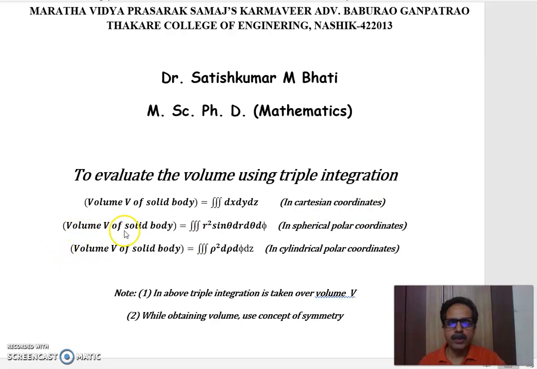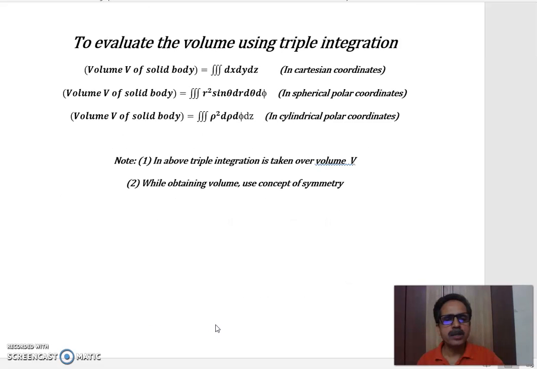Second is volume V of solid body is a triple integration r square sin theta dr d theta d phi. It is in spherical polar coordinates. And third is volume V of solid body is a triple integration rho square d rho d phi dz. It is in cylindrical polar coordinates. Note that in above, triple integration is taken over the volume V, and while obtaining volume we use the concept of symmetry. Let's see the problem.